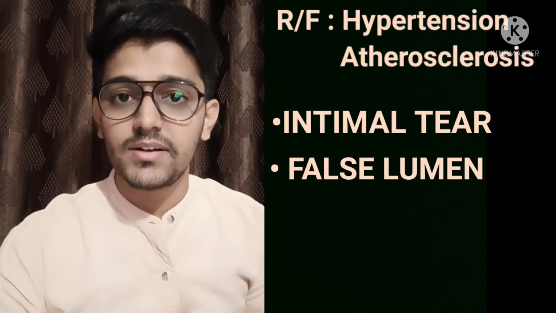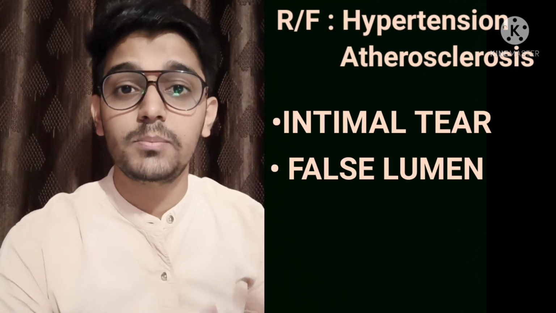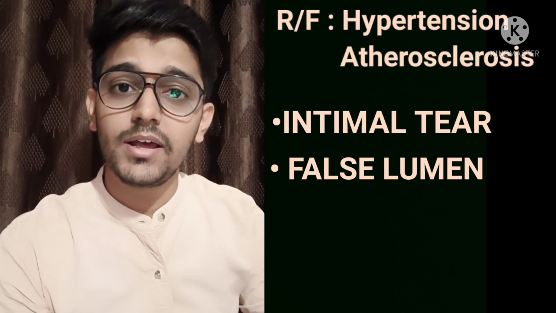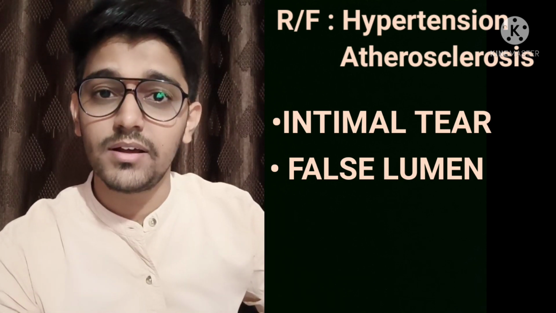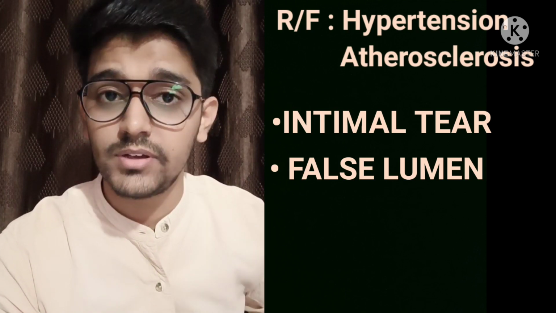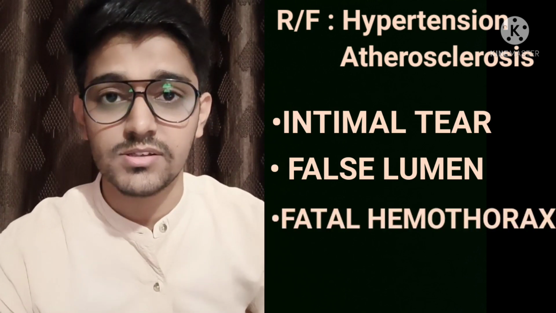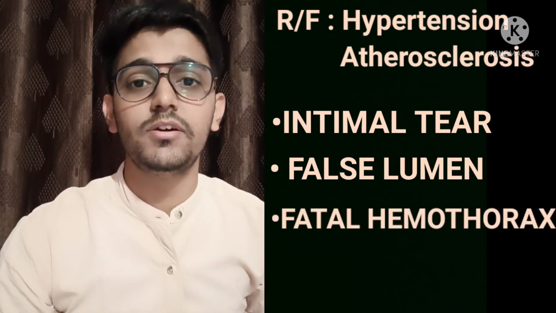If the risk factor is uncontrolled, for example if the BP is very high, this intimal tear can extend to a medial tear, which can extend to an adventitial tear, and finally the blood can leak out of the aorta, causing a fatal hemothorax. So this is what actually happens in aortic dissection.